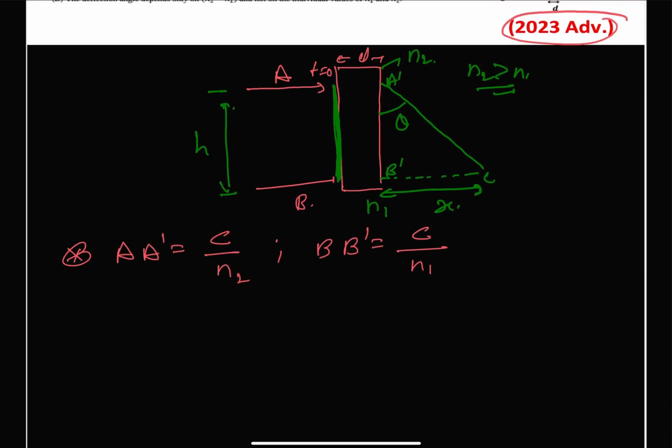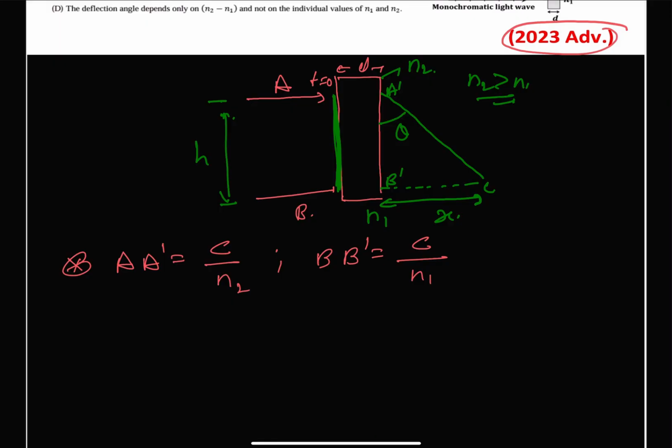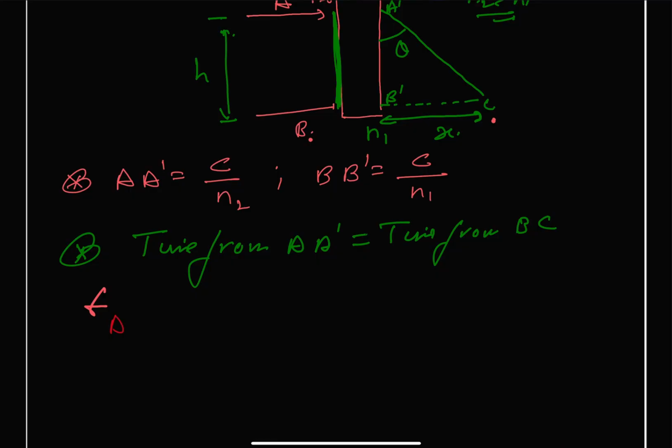So we should have that the time the wave takes from A to A prime should be equal to the time taken by the ray from B to C. It should be the same. So time from A to A prime is equal to time from B to C, and from B to C we can divide into two parts: time from B to B prime plus time from B prime to C.